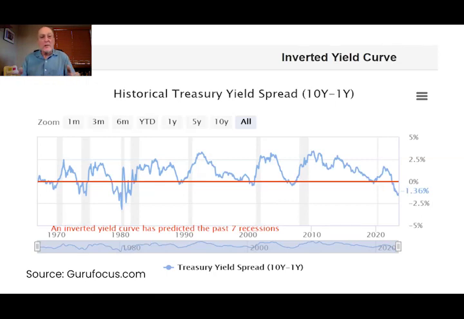Now, statistically, 7 is not a huge sample size, but 7 out of 7 is a 100% record, and a perfect prediction rate in this business is really, really rare. So we pay attention when we see one. Now, a year has passed since the inversion in rates began. So why haven't we seen a nationwide recession like this inversion would predict?